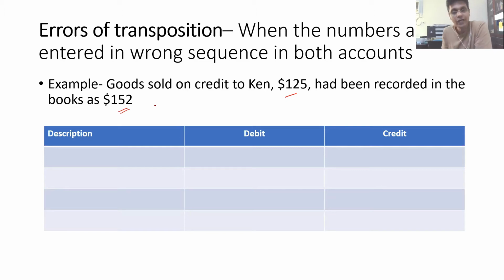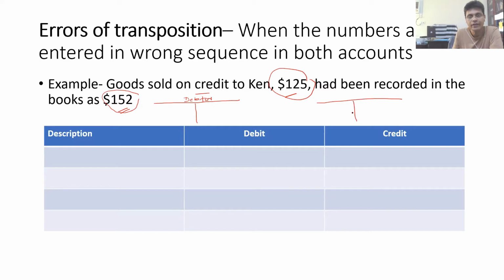In fact, you should have recorded 125. The accountant should have recorded it as 125, whereas he recorded it as 152. So what has happened? Goods sold on credit, no? So when you sell on credit, what do you do? You debit your debtor, no? The debtor will be debited and your sales account should be credited, right?